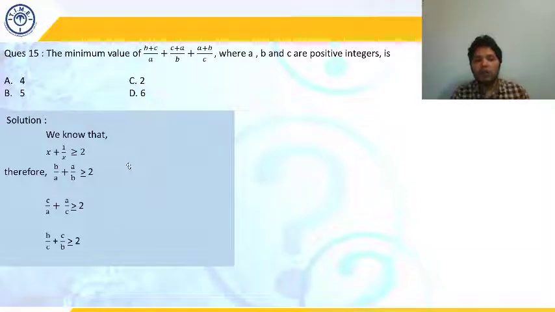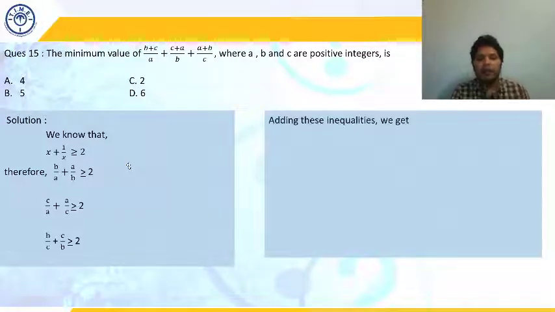If we add all three of them, what are we going to get? b by a plus a by b plus c by a plus a by c plus b by c plus c by b is greater than or equal to 2 plus 2 plus 2, which is 6.